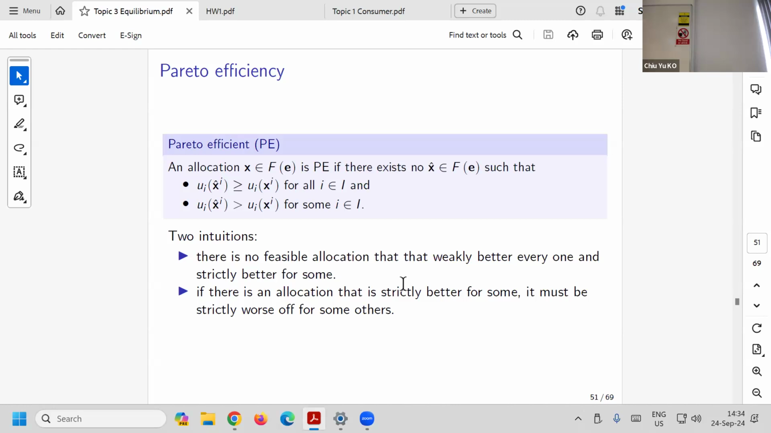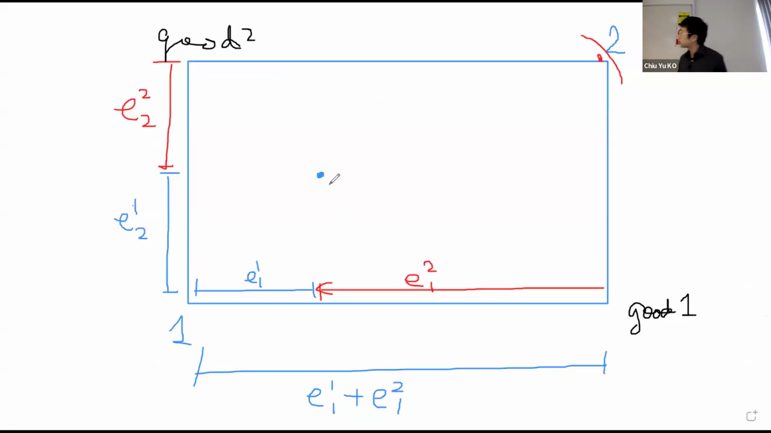Let's go back to this Edgeworth box. Suppose, with this endowment.